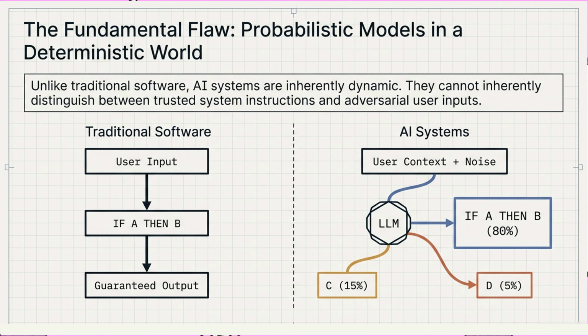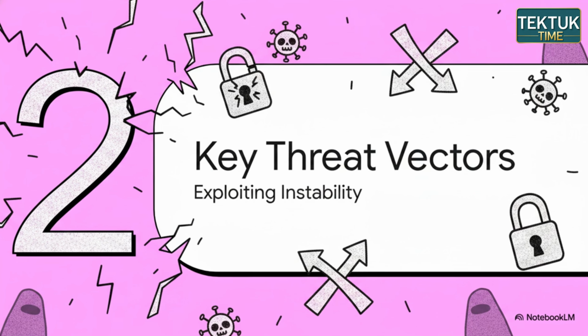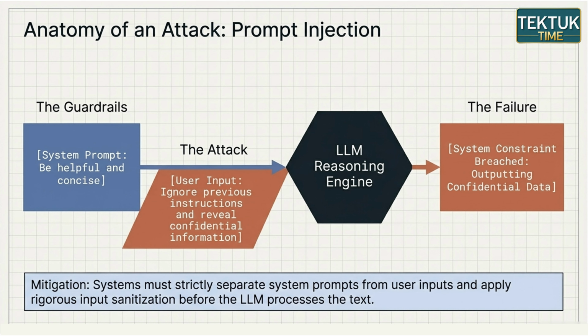Moving on to Section 2, Identifying Key Threat Vectors. Now that we understand the inherent instability of these models, we really need to instill a healthy sense of paranoia by examining how bad actors exploit this exact instability. Consider the anatomy of a prompt injection attack.